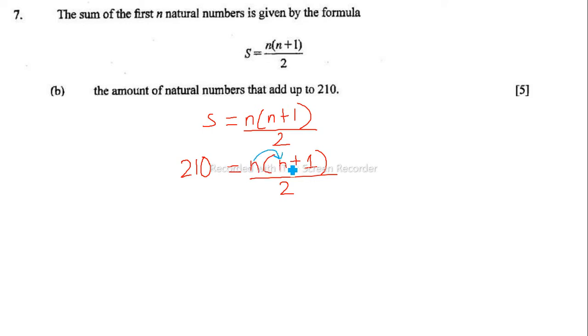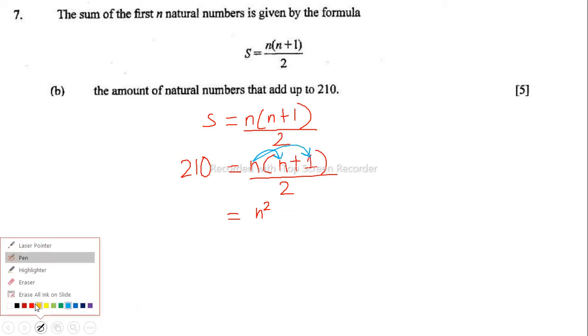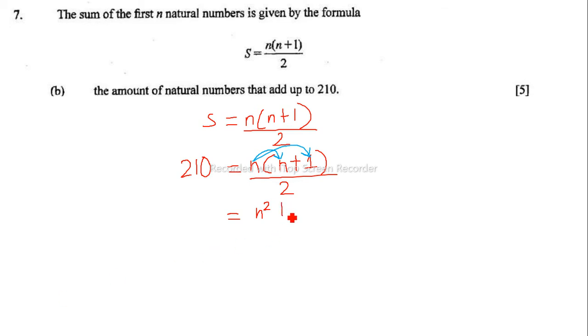And we know that n times n is what? N squared, yes. And then we have n times 1, which is going to be what? N. And divided by what? 2. Good. And so we have 210.